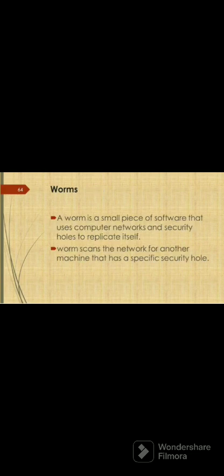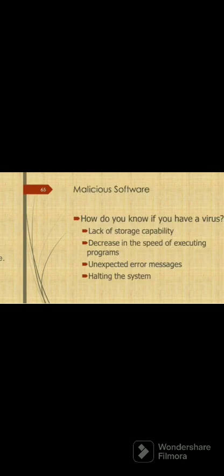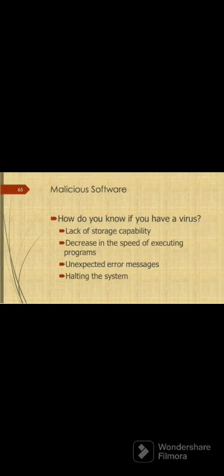Then we have another one, which is worms. A worm is a small piece of software that uses computer networks and security holes to replicate itself. A worm scans the network for another machine that has a specific security hole. So that's a worm. Malicious software is another name for viruses.